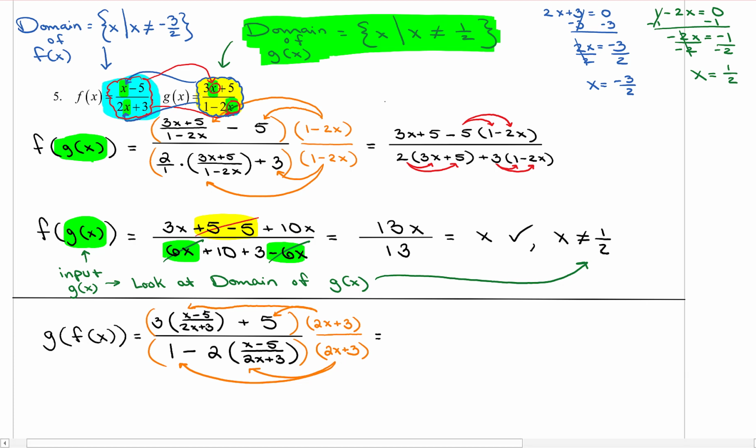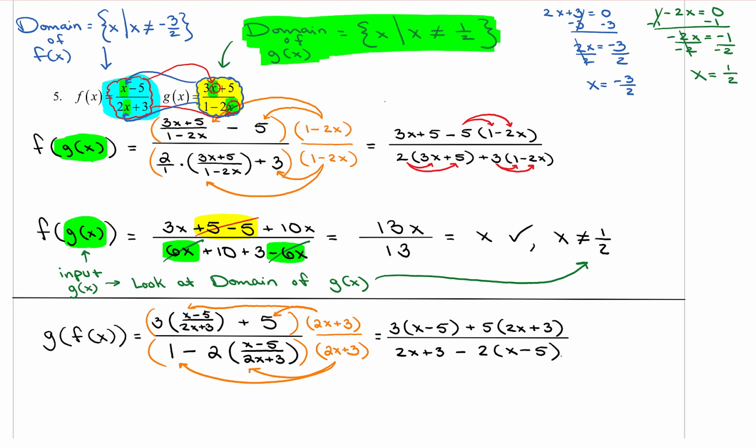All right, so when I multiply the 2x plus 3 to that first expression, the 2x plus 3s are going to cancel out, and all we're going to be left with is 3 times x minus 5. Plus 5 times that 2x plus 3. In the denominator, the 2x plus 3 gets multiplied with the 1, so that stays the same, and then it cancels out with the second expression. So we'll just have that minus 2 times the quantity x minus 5. Now here, we're going to do a little bit of distributing as well to simplify this whole expression. We're going to distribute 3, distribute 5, distribute negative 2.